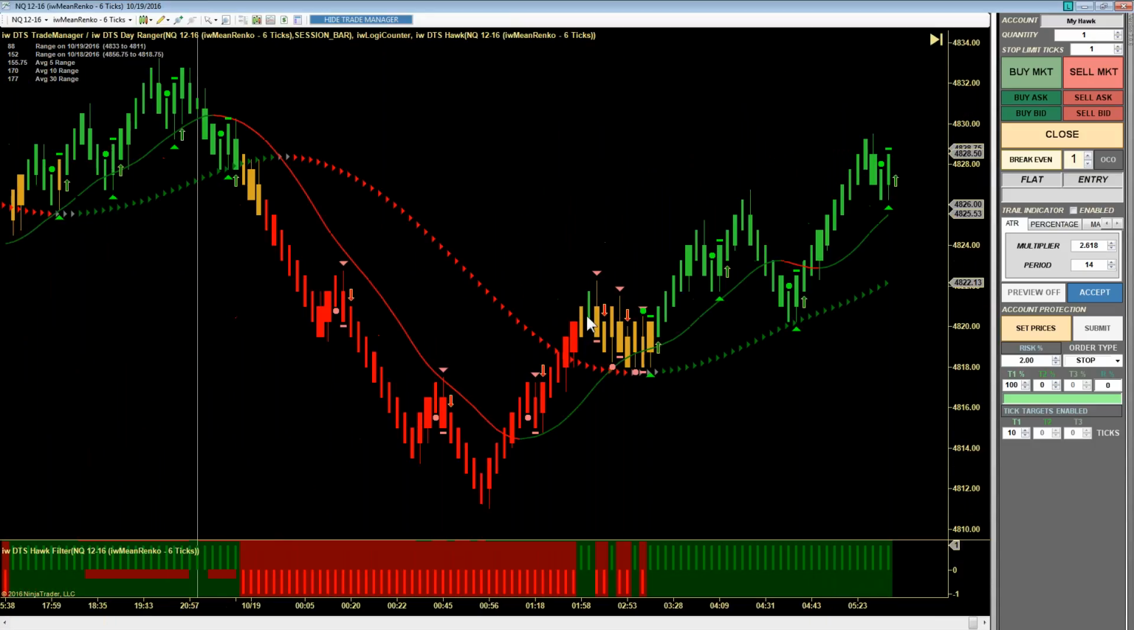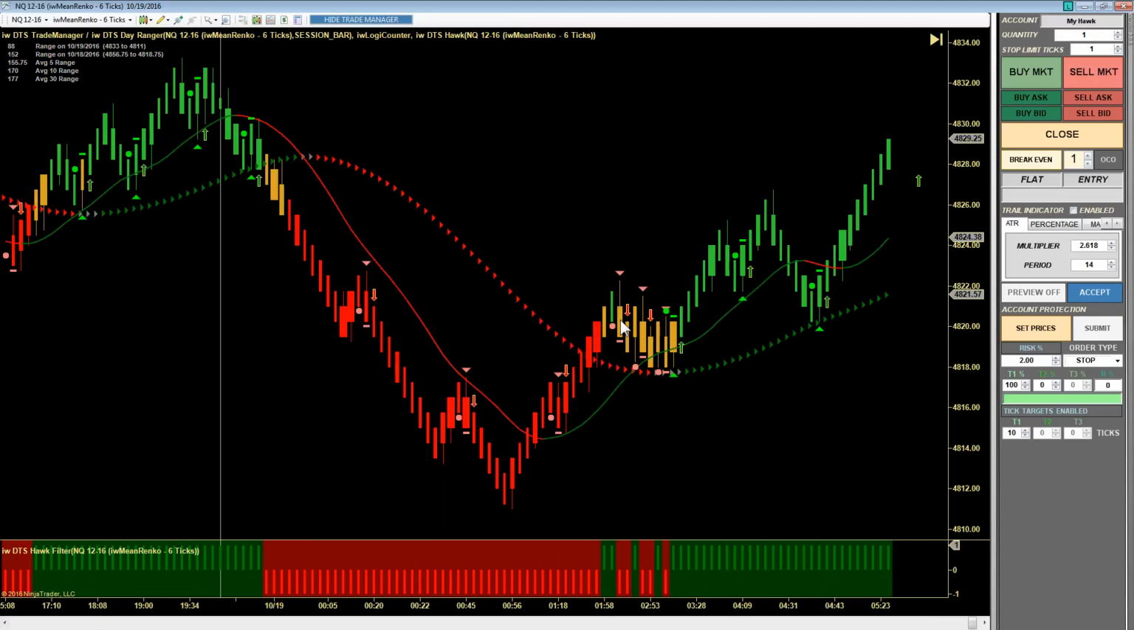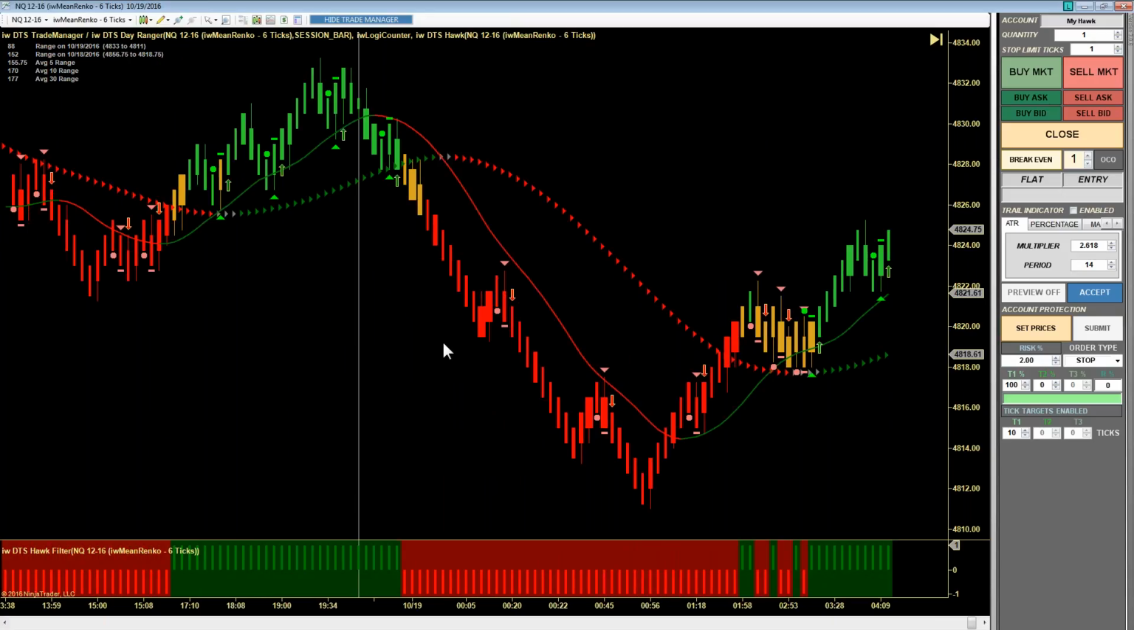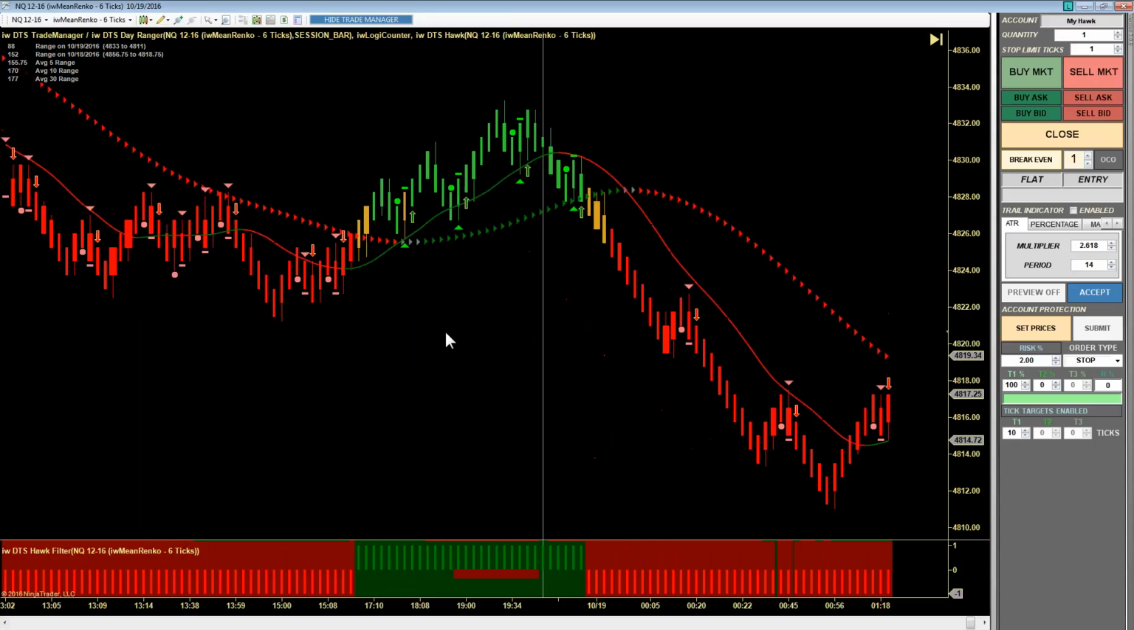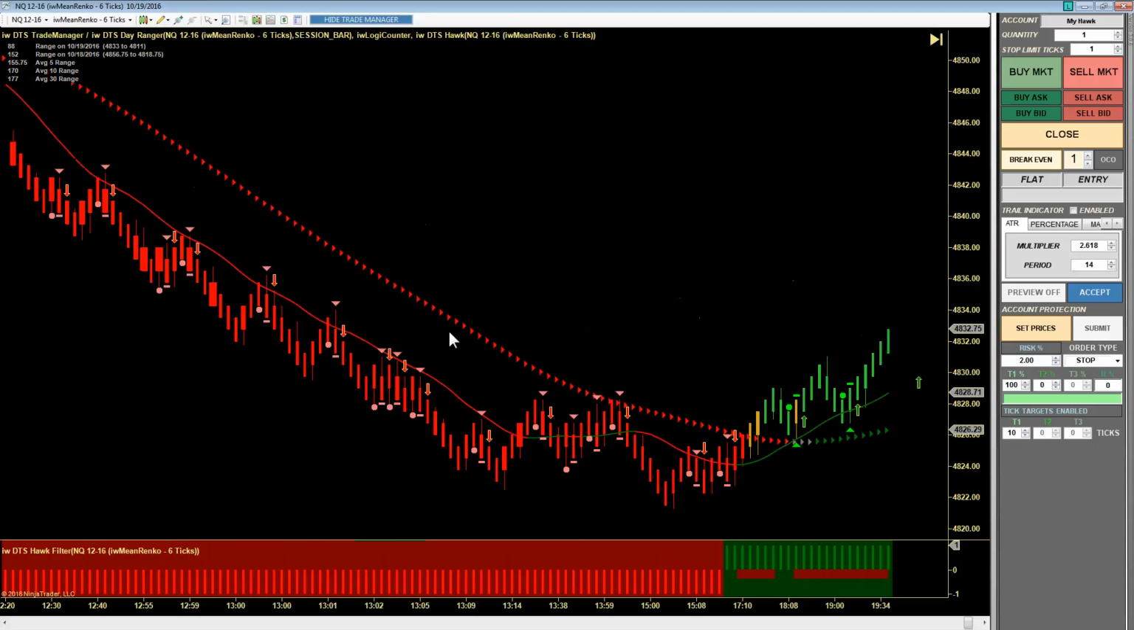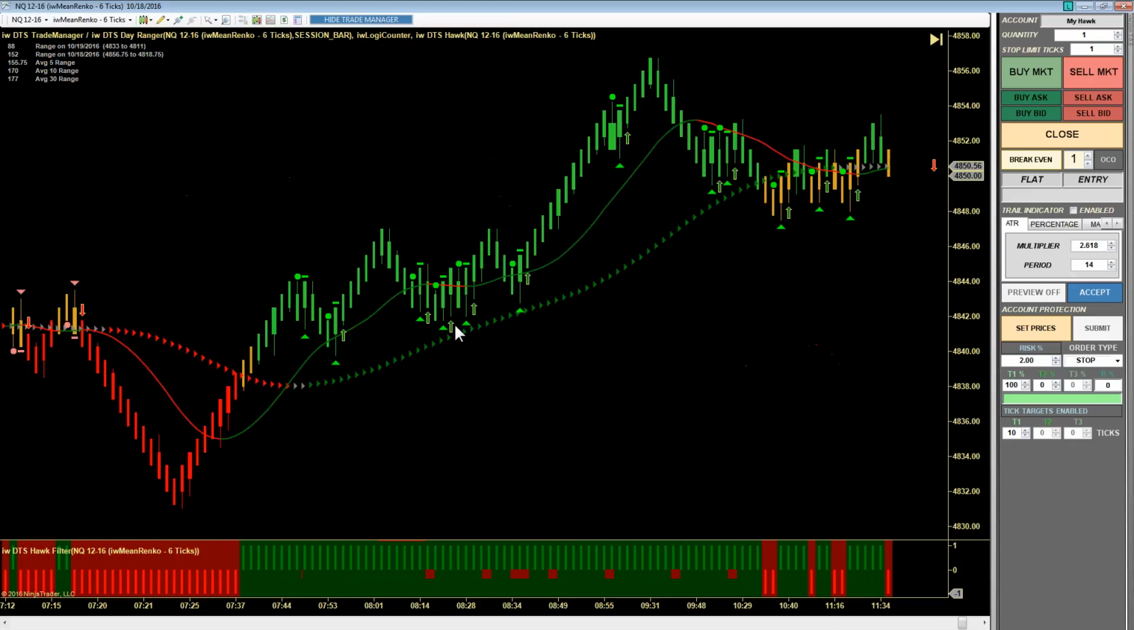Now, just because we print yellow bars doesn't mean the market's going to go sideways. The market needs to print yellow bars when it changes direction. However, let me go back here to a period that was a little choppier.